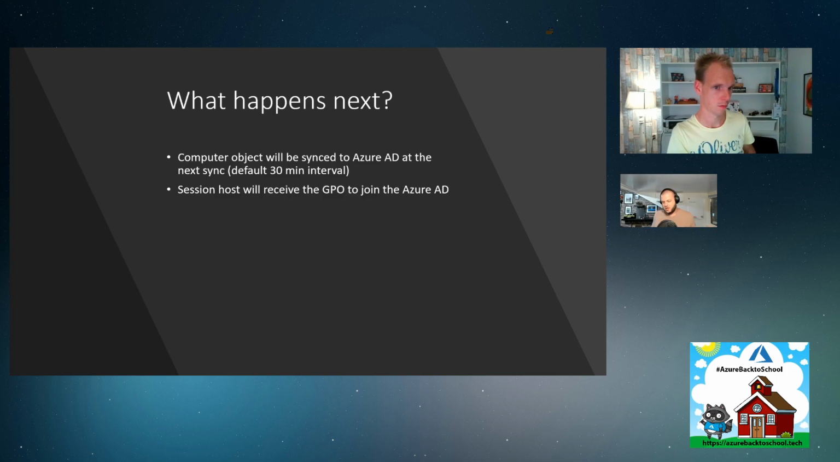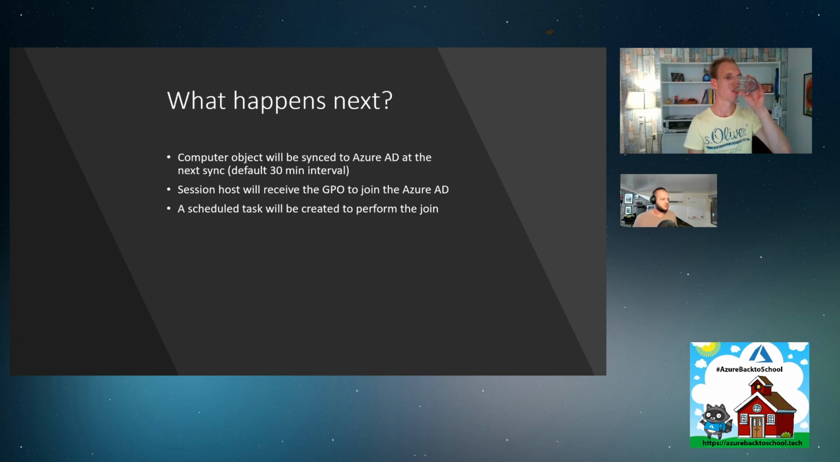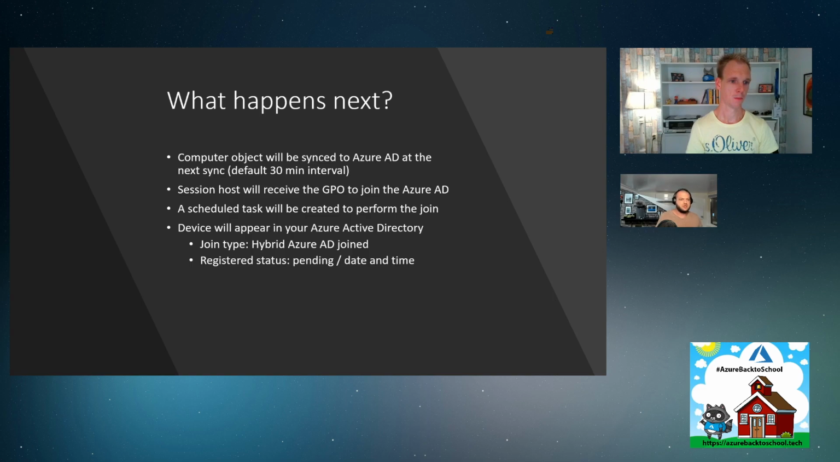The session host will receive the GPO, where it is allowed to do that Azure AD join, and right after that there will be a scheduled task being created on that session host that will perform the join to Azure AD. And the next step, of course, the device will appear in your Azure Active Directory. You can see it in Azure Active Directory with the join type hybrid Azure AD join, and probably when you go to the portal, it will be shown over there with the status pending, and in just a matter of seconds or minutes, it will go from the state pending to the registration time and date of that machine.